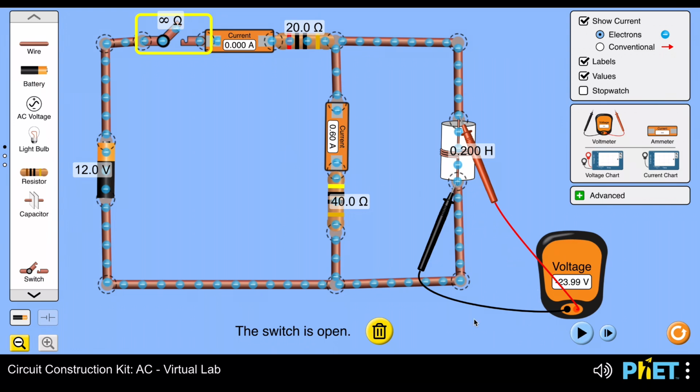Now let's see what happens if we click on play. So immediately after the switch is open, there will be a current that flows through R2, which is equivalent to what was initially flowing through R1.